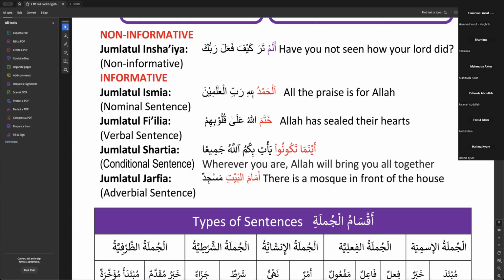With the kasra it is harf jar, yeah? And it means for. Alhamdulillahi, all the praise is for Allah, the Lord of mankind, yeah? MashaAllah, it's good. And next person, please.